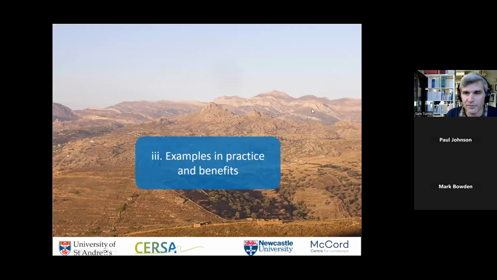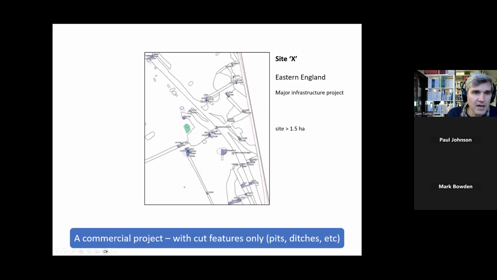I'm going to show you a couple of quick examples of the technique in practice to outline some of the benefits. So here's an example from a commercial project which needs to remain anonymous in the east of England. I've amended it so you can't see where it is, but it's a real commercial project on a big infrastructure program. A site of more than 1.5 hectares excavated over 3 weeks by a load of archaeologists, and no finds at all. Well, one shard of post-medieval pottery from the top of one of these ditches, but otherwise nothing.